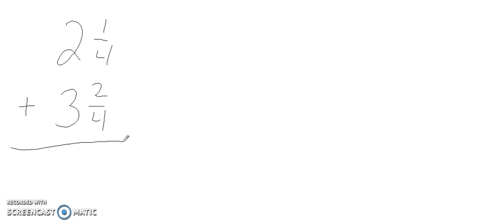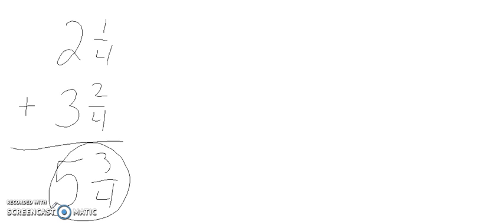I can start with my fractions. 1/4 plus 2/4 gives me 3/4. And then I look at my whole numbers, 2 plus 3 gives me 5. Now, when I check out my final answer, 5 3/4, I notice that 3/4 is a regular fraction. It's not improper, so we're good to go.